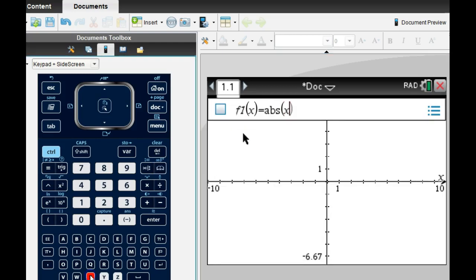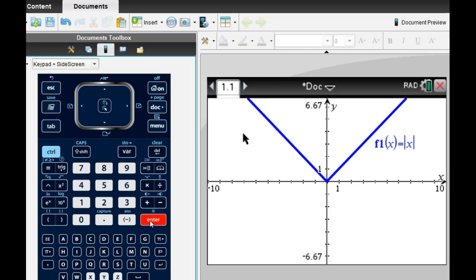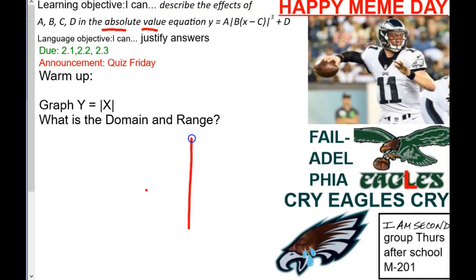We just type in X for this warm-up. We hit enter. That's what absolute value looks like. It's always positive. It's always above the x-axis. Okay, so it's going down, but then it comes back up. Stays positive. So we are going to sketch a graph of that real quick. You might have already done this, which is fine. But the question is, what's the domain and range?